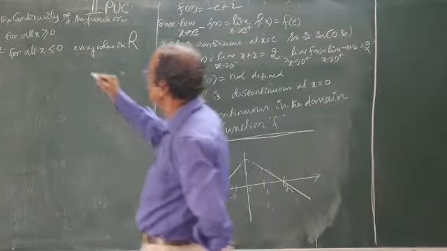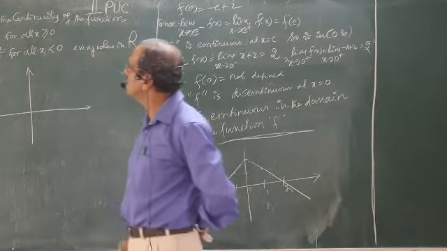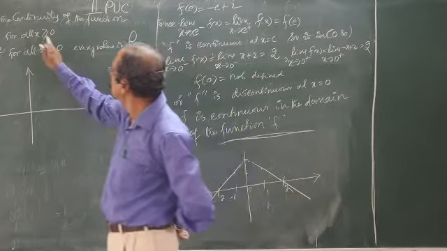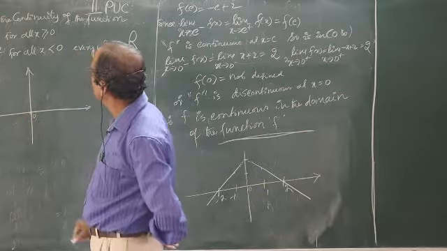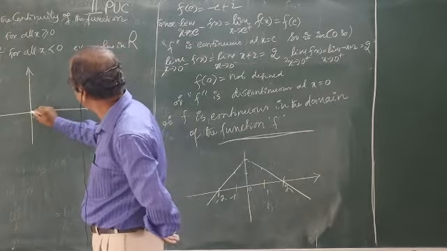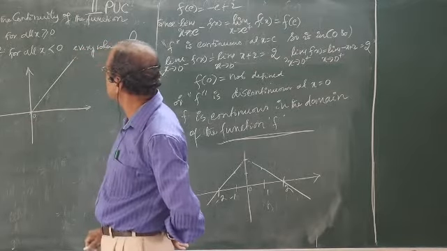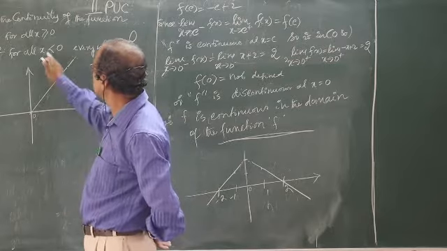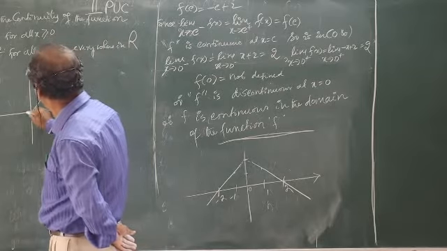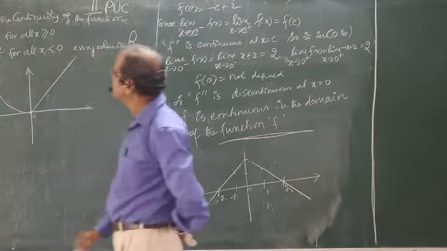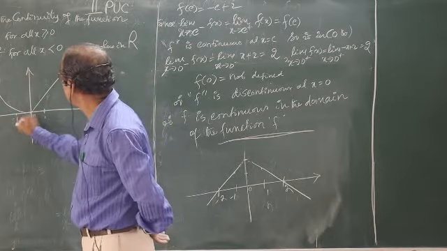Shall we draw the graph of the function? Yes. Draw the graph of the function. For all x greater than or equal to 0, it is x, which means it is a straight line. And for x less than 0, for negative x, it is x square. Remember, it is a parabola.